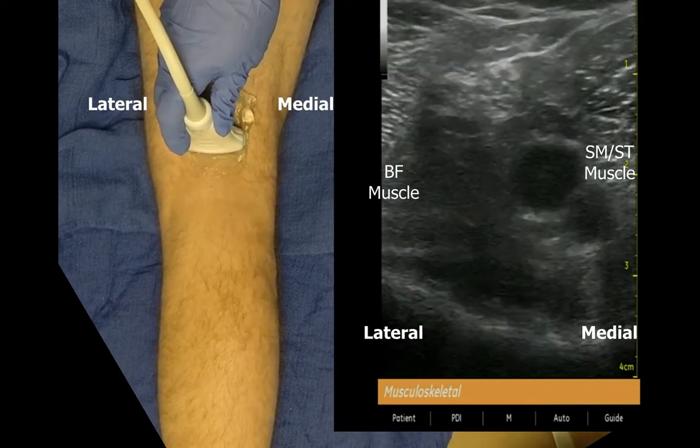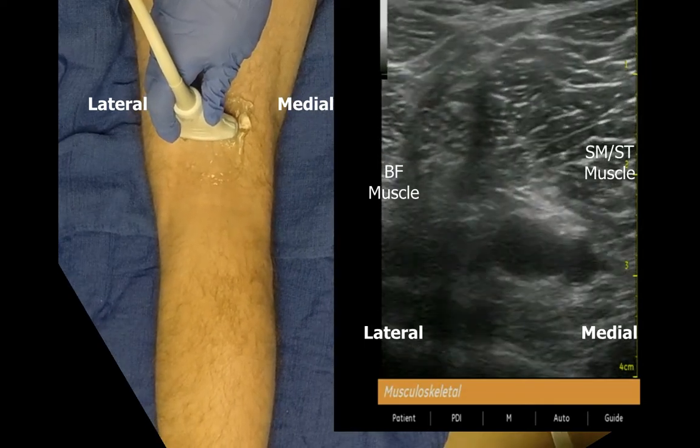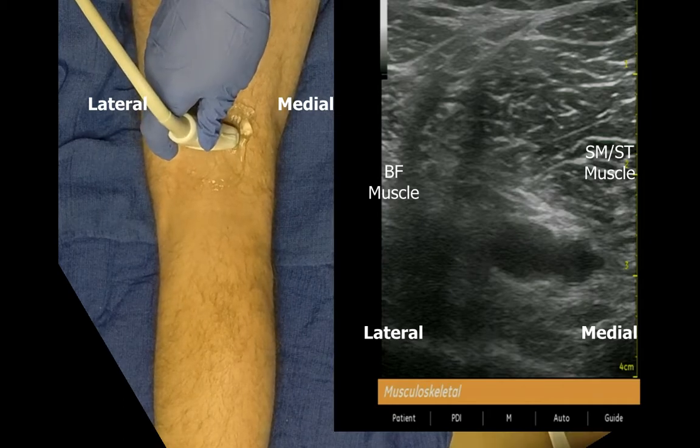The tibial nerve and peroneal nerve are also visible in a position superficial and lateral to the popliteal vessels. As the transducer is moved proximally to the apex of the popliteal fossa, the tibial nerve and peroneal nerve come together to form the sciatic nerve, which is visible superficial and lateral to the popliteal vessels.